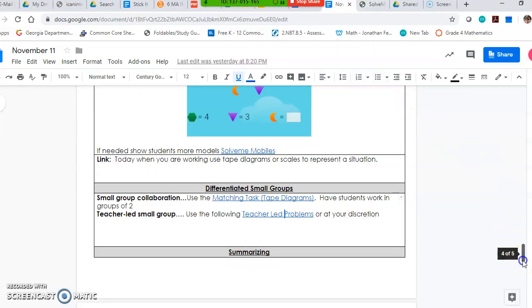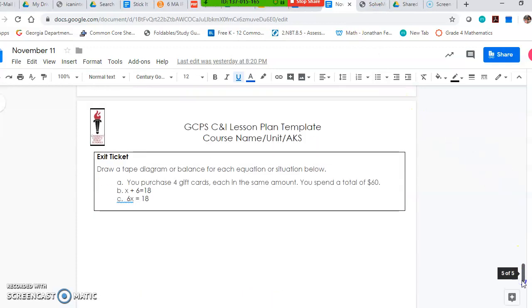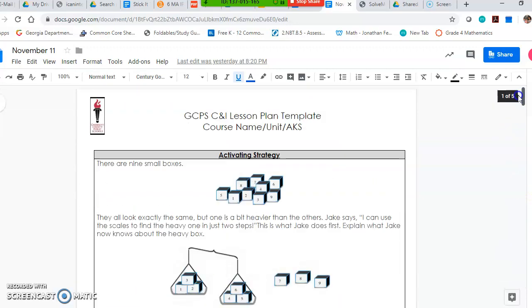All right, then we are going to summarize at the end, and you have your exit ticket here. They're just drawing a tape diagram to represent the situation. All right, so that was Monday.